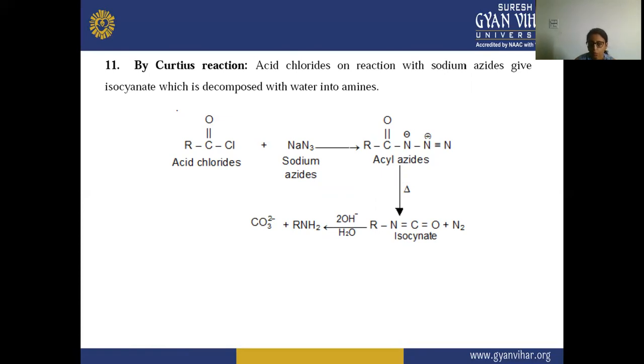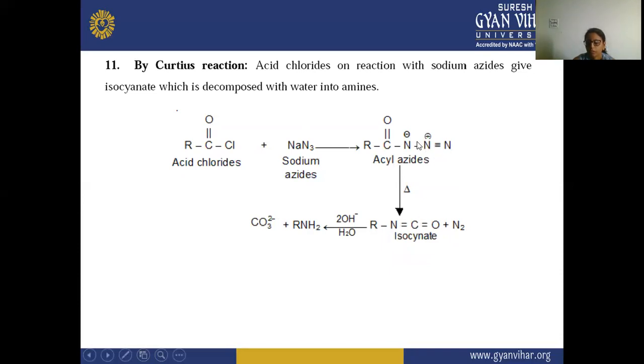In this Curtius reaction, this is the acid chloride. It reacts with sodium azide, and three nitrogens get bonded to this carbon, with the removal of NaCl. So NaCl is removed from here, and N3 is attached to this carbon atom, forming the acyl azide. When this acyl azide is heated, nitrogen is removed from here.